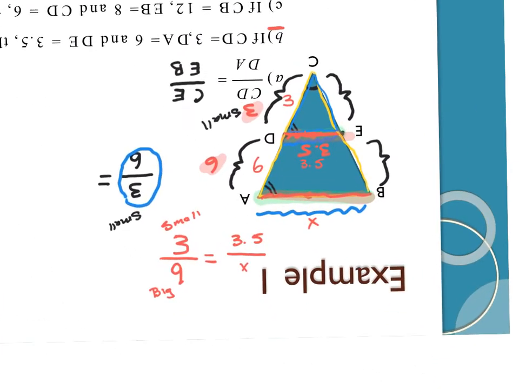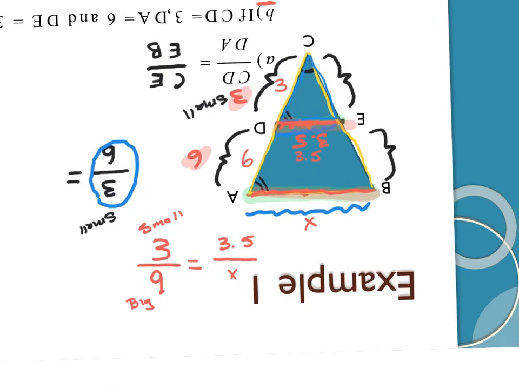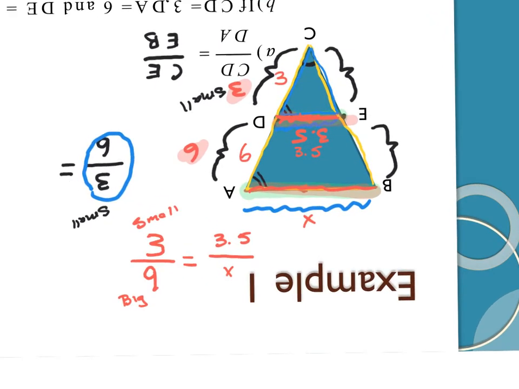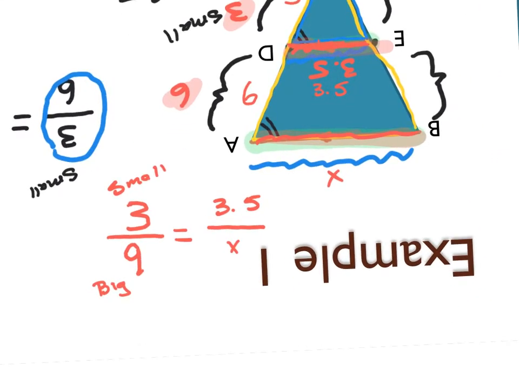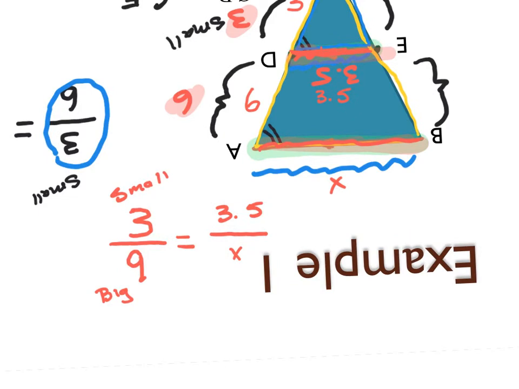So what we have to do there is we look at it like two triangles. We've got 3 over 9 is equal to, that's the left-hand side of the small triangle over the left-hand side of the large triangle. The bottom of the small triangle, here's small again, here's the small triangle, small bottom over big bottom.